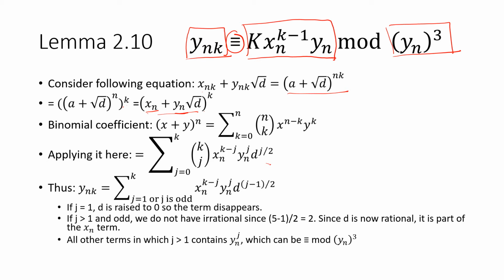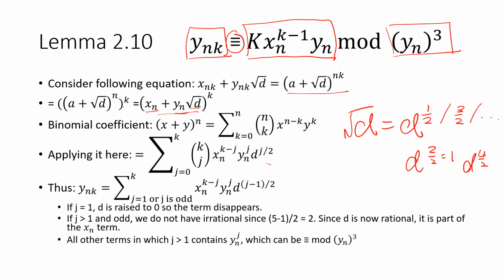This term is rather interesting because it derives from the square root of d. Square root of d is the same thing as d to the power of 1/2. Now when you have d to the power of 1/2, d to the power of 3/2, and so on, these are irrationals, whereas d to the power of 2/2 is d to the 1, d to the power of 4/2 is d squared, so these are rational. When you have a fraction in this power, it is irrational, whereas if it's a whole number, we have a rational.